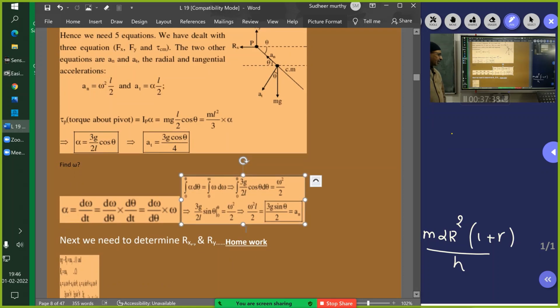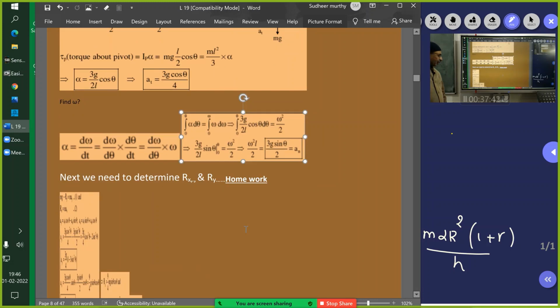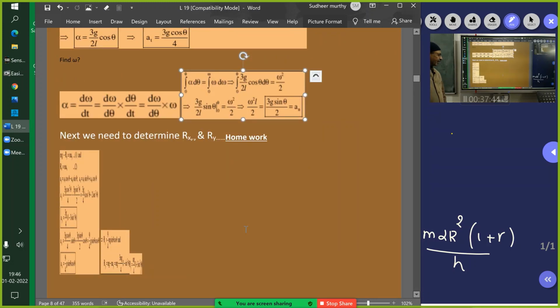Now, next we need to determine Rx and Ry as homework. So do you want to take it as homework, or will you do it right away? Now only you can do it. Please do it.